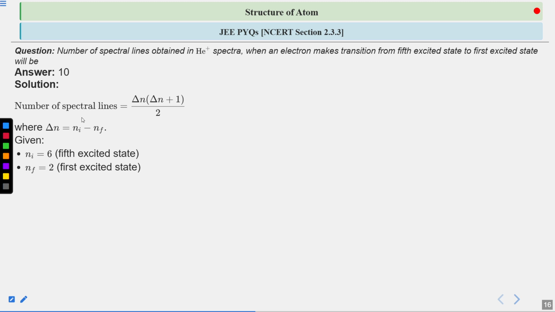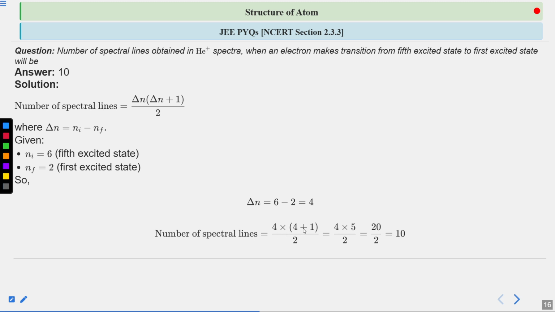So we put this in the delta n formula, and then the delta n value we put in the number of spectral lines formula to get the number of spectral lines we will obtain in the helium positive spectra. So delta n will be 6 minus 2, that is 4, and the number of spectral lines will be 4 multiplied by 4 plus 1 by 2. 4 plus 1 is 5, so 4 times 5 by 2, 20 by 2, which is 10. So the number of spectral lines you will obtain in the helium positive spectra when the electron makes a transition from the fifth excited state to the first excited state is 10. Hence the correct answer is 10.